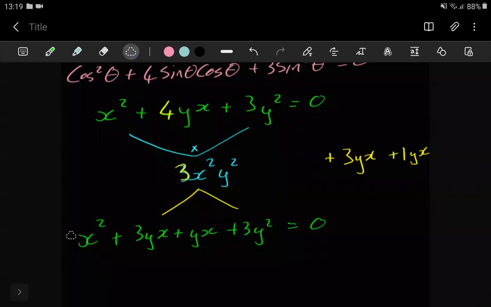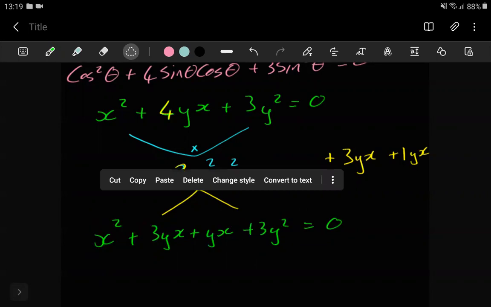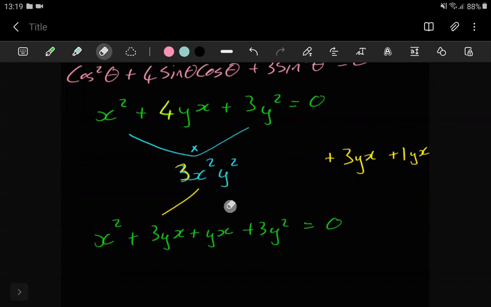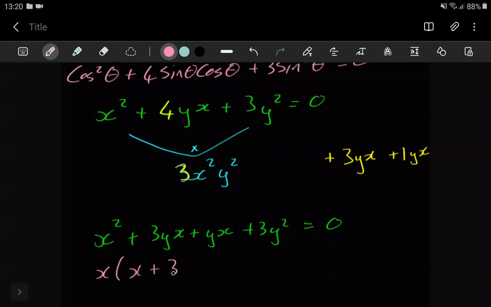Let me move this a bit to the middle so that my mini arrows can show what happened. From this 3yx, we were able to determine factors that give us the number in the middle, so that now you can factorize by grouping. Here you can take out a common factor, and if you look nicely, the common factor is just x. And then here you have x plus 3y.